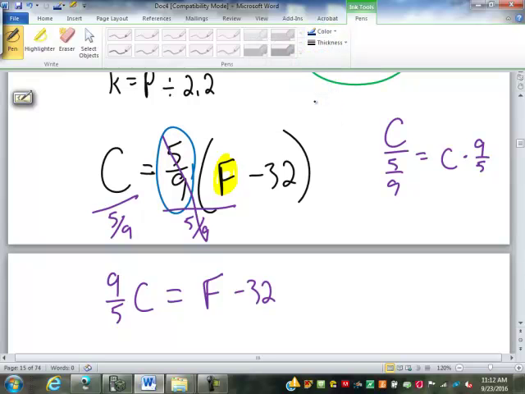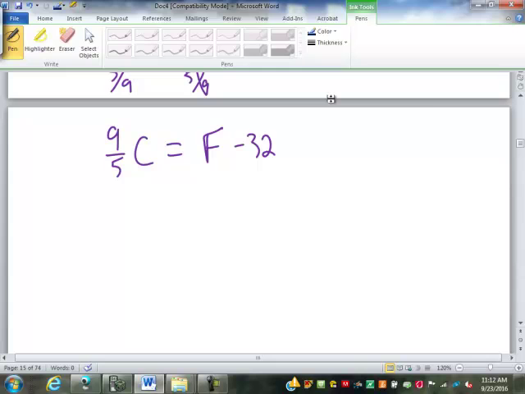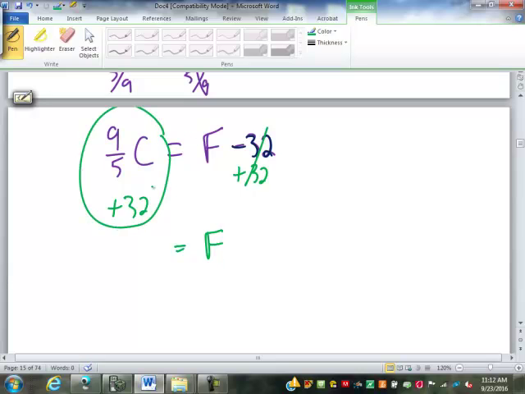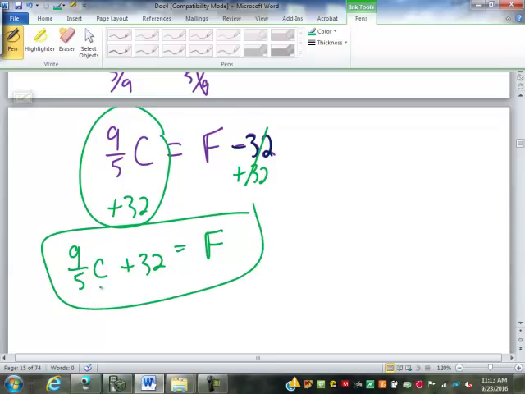Now what's still keeping the F from being by itself? Well, the minus 32. What's the opposite of subtraction? We add 32. So over here, it's just F. If I have 9/5 C plus 32, what do I get? Well, it's a trick question. It's 9/5 C plus 32. I cannot combine them because this is a C and this is a whole number. They have different names.